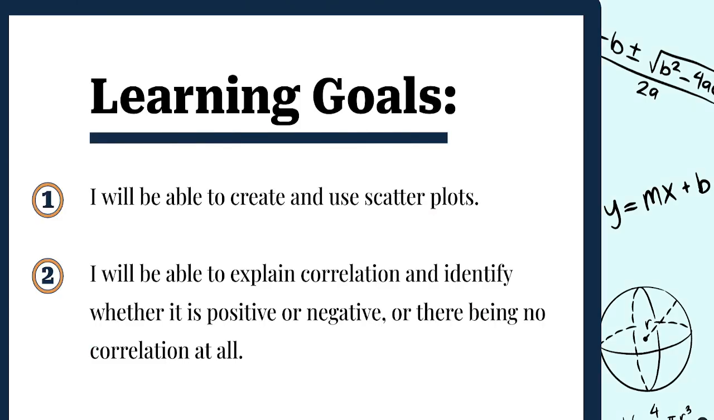Our learning goals for today's class are that we will be able to create and use scatter plots. We will be able to explain correlation and identify whether it is positive or negative, or there being no correlation at all.